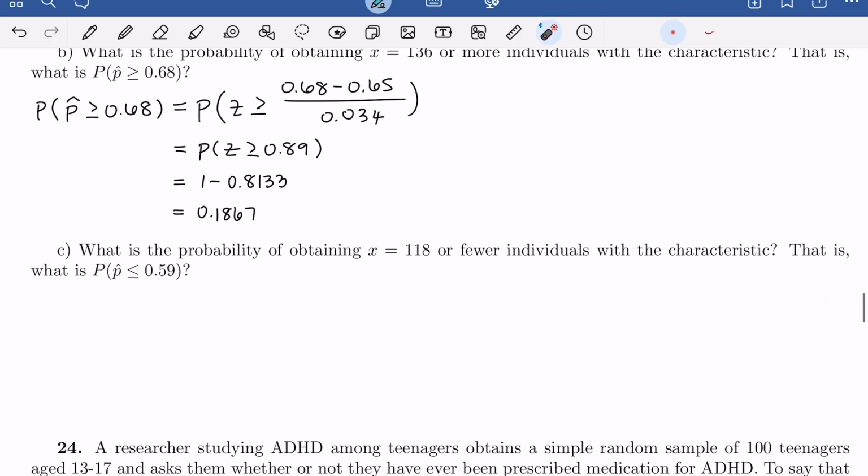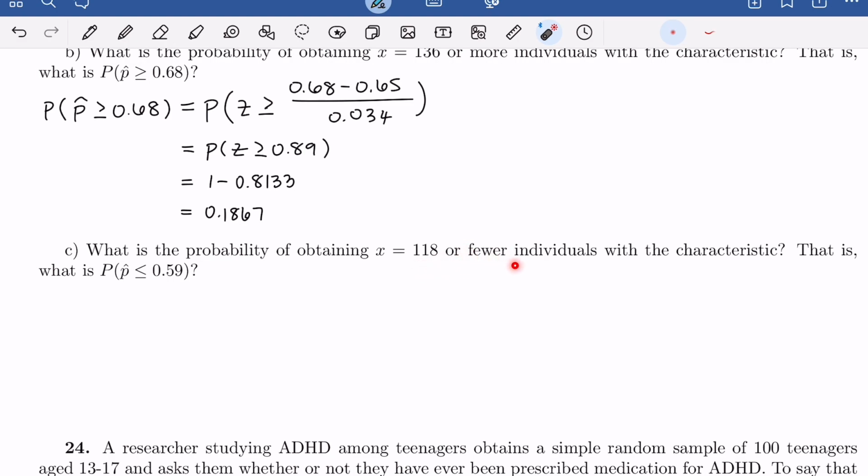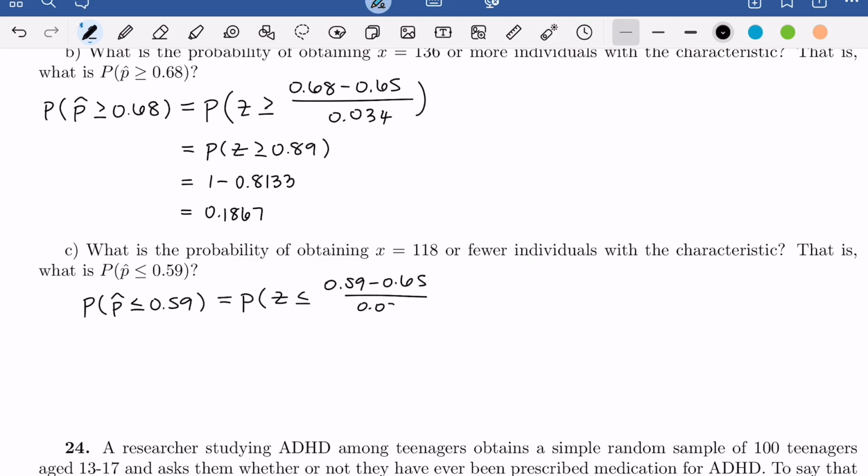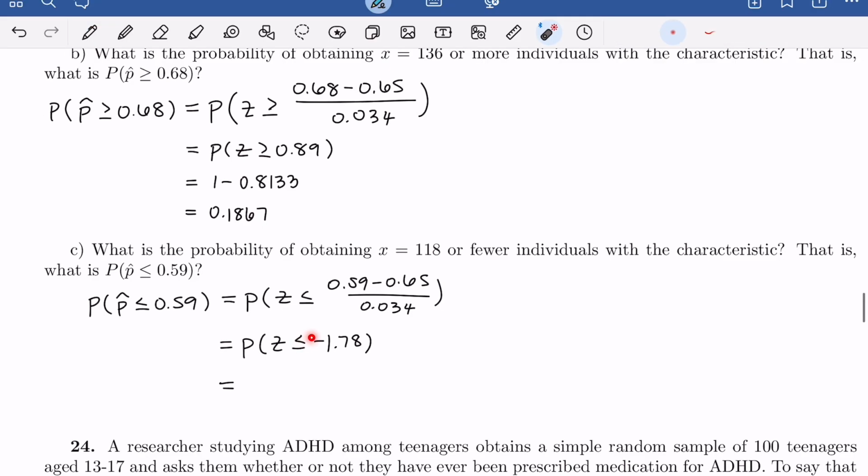For part C, what is the probability of obtaining 118 or fewer individuals with this characteristic? So we're looking at this here. We're going to do the same thing. We need to transform the 0.59 into a z-score. The corresponding z-score is going to give us negative 1.78.